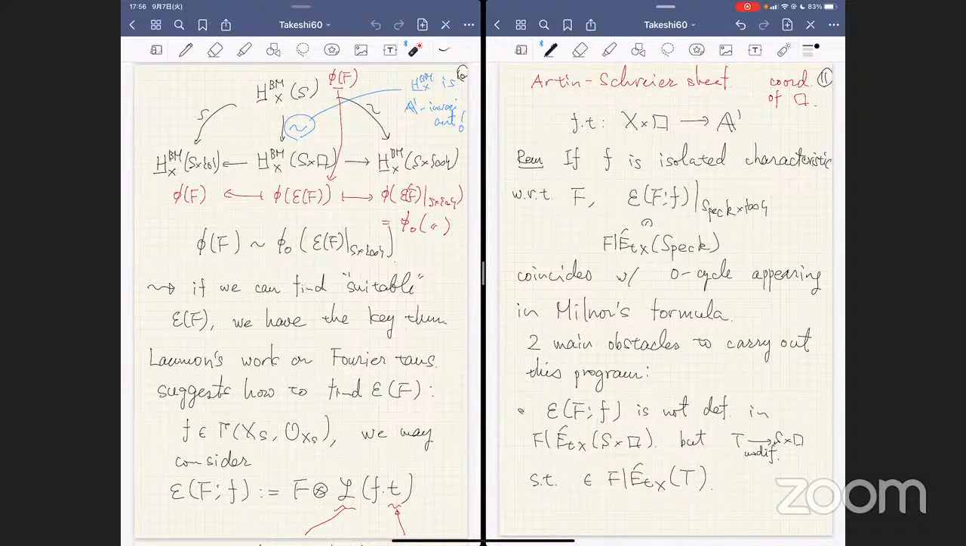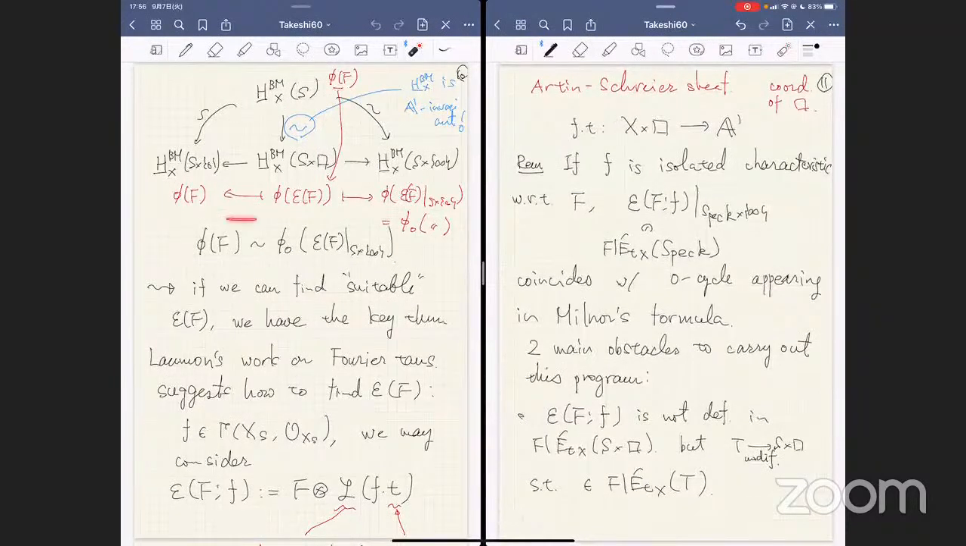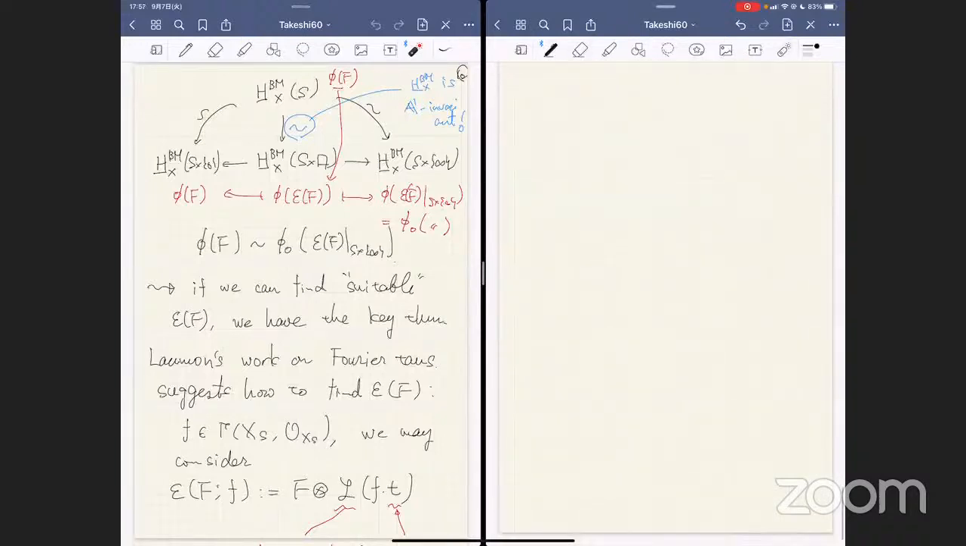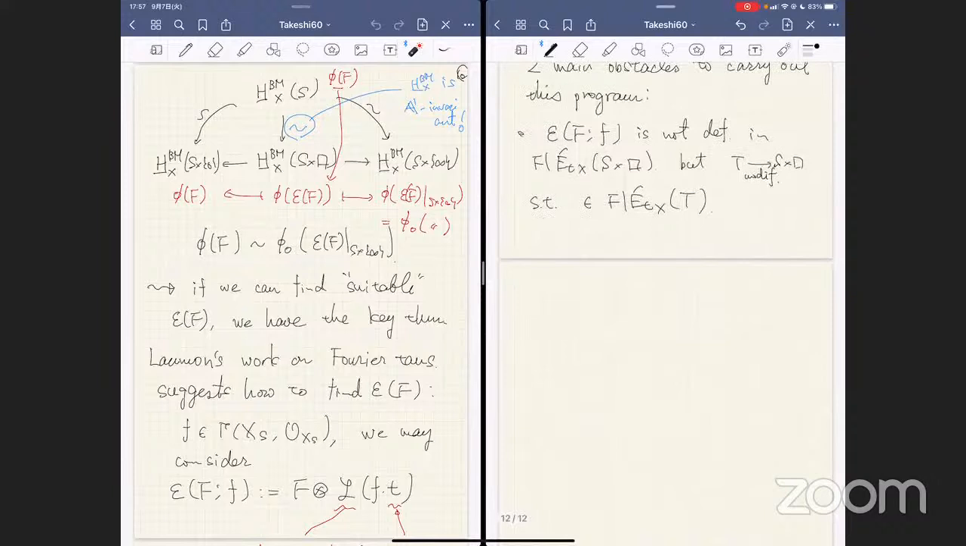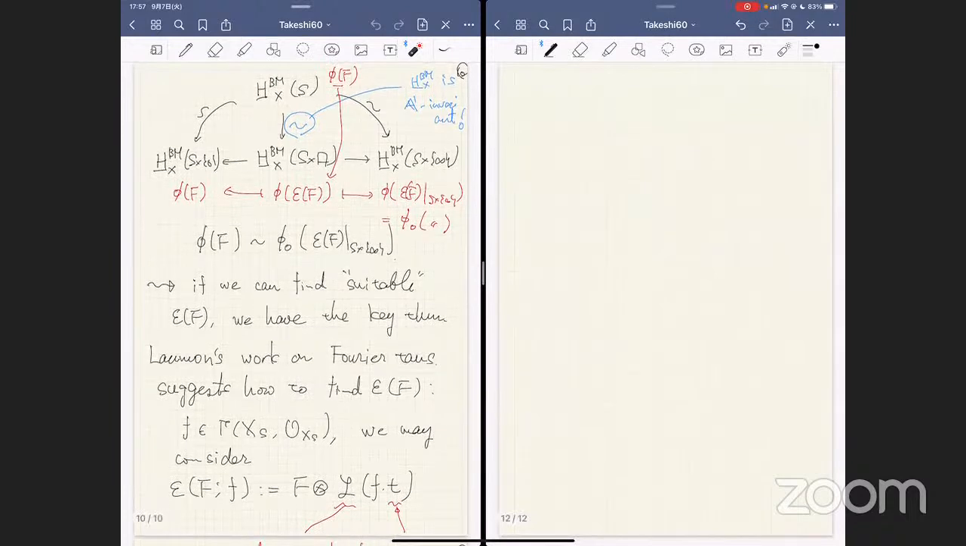So goodness is attained after modification. So this simple picture breaks down. Since I want this to be inside S cross square in order to use the A1 invariance here, but in fact this guy is not inside here, I need some sort of descent argument to go back to S cross square. Since I'm going to use some descent argument, that's one of the reasons that I need infinity categorical language to carry out this program.